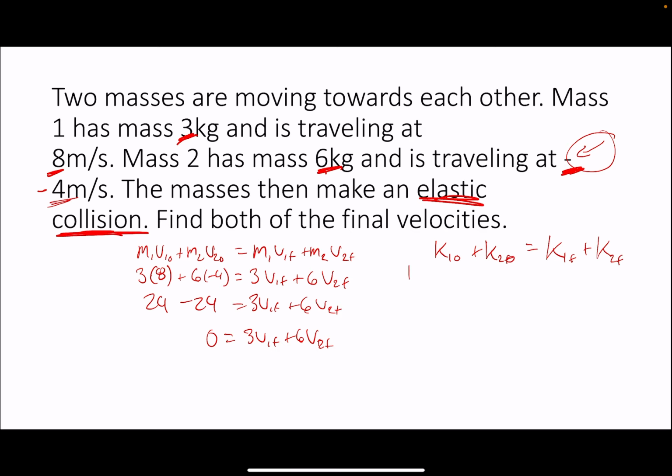And so the equations look like this. 1/2 m1 v1 naught squared plus 1/2 m2 v2 naught squared equals 1/2 m1 v1 final squared plus 1/2 m2 v2 final squared.